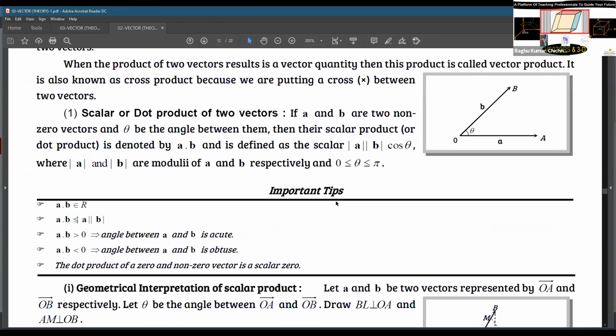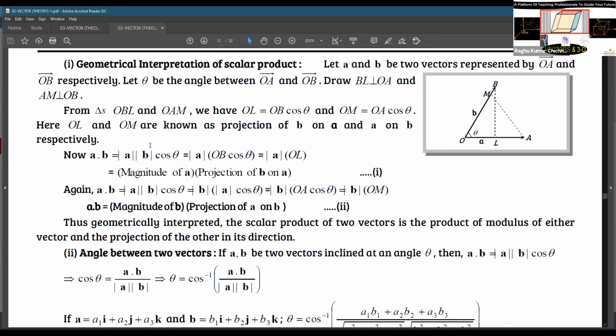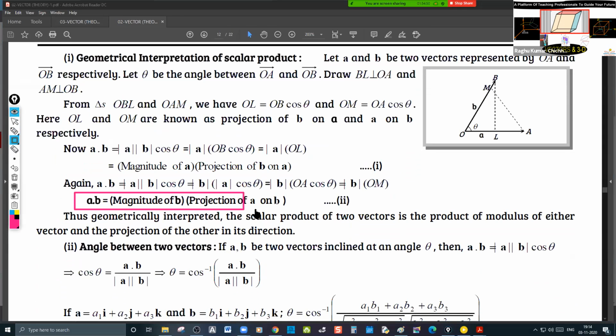this a bar dot b bar, geometrical interpretation of scalar product. The geometrical meaning of it is a bar dot b bar is equal to magnitude of b bar into projection of a bar on b bar, and either of the ways it can be said. That is magnitude of b bar into projection of b bar on a bar also it can be taken.